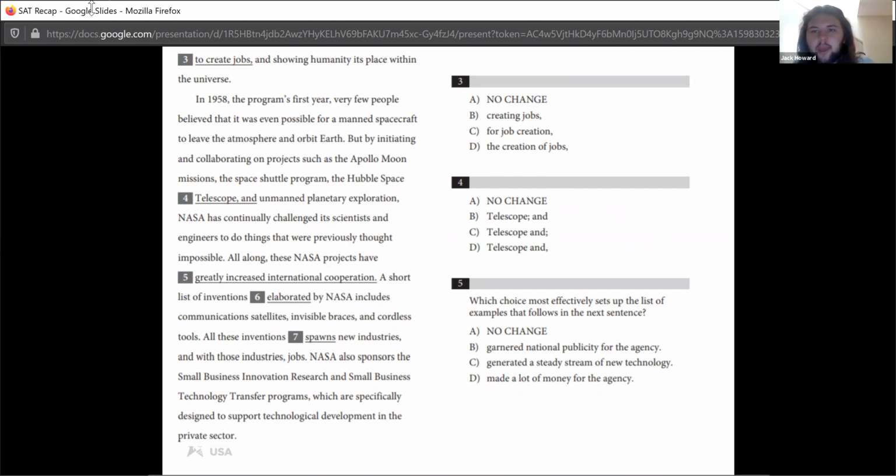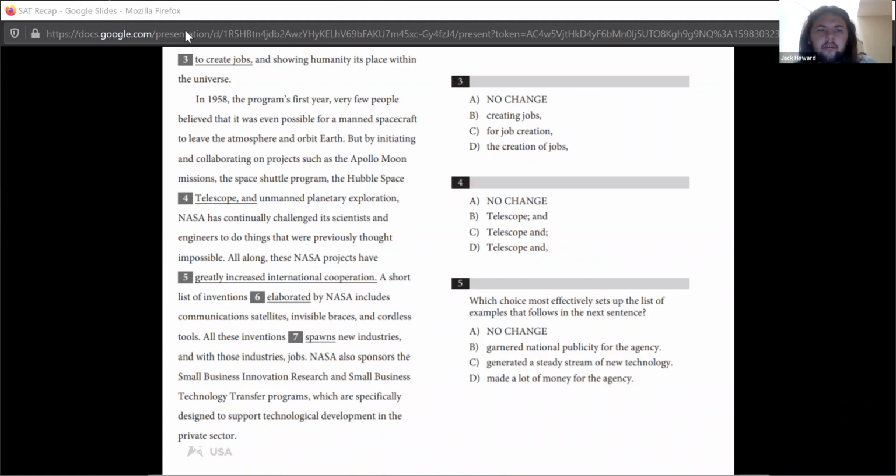Can anyone tell me what the answer to number 3 is? Okay, so a lot of people are saying B. Can anyone explain why they got that? Okay, well, I'll explain then.